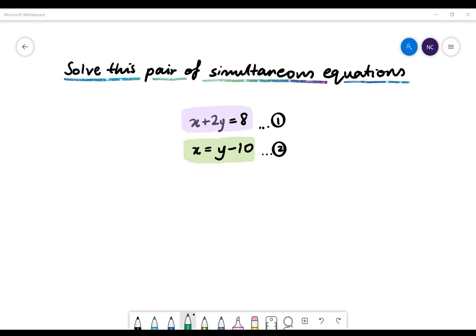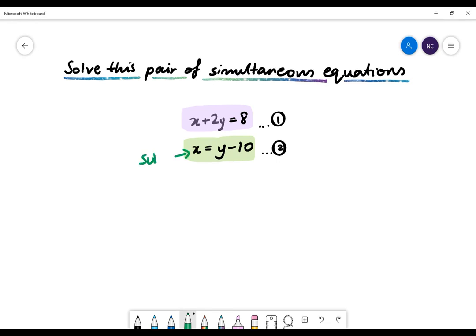Okay, let's start. First, we have to make one of the variables the subject of the equation. If you take a look at equation 2, x is already the subject. So what we're going to do is we're going to put equation 2 into equation 1. Okay, so instead of x, we are going to write y subtract 10. And then we're going to write plus 2y is equal to 8. Get rid of the brackets, collect your like terms.